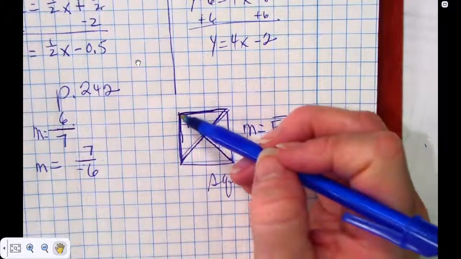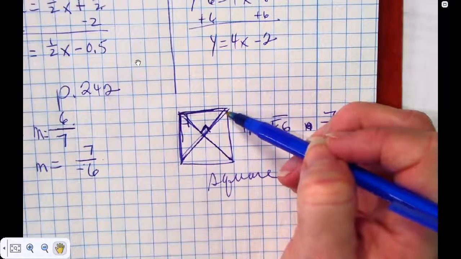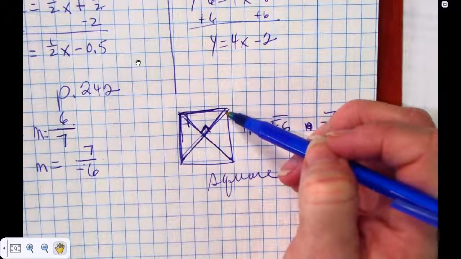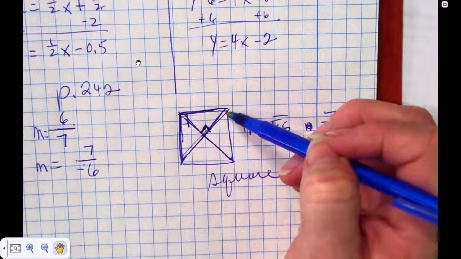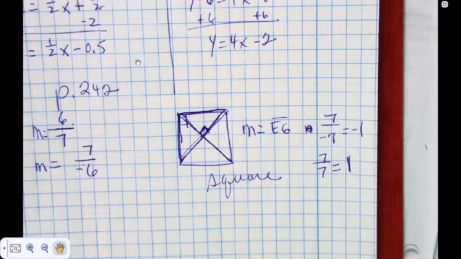Now, and these are parallel. I mean, we can look at the graph and see they're parallel, can't we? They're on the same line. I don't think we have to do that. Okay, look on page 243 and number 17.